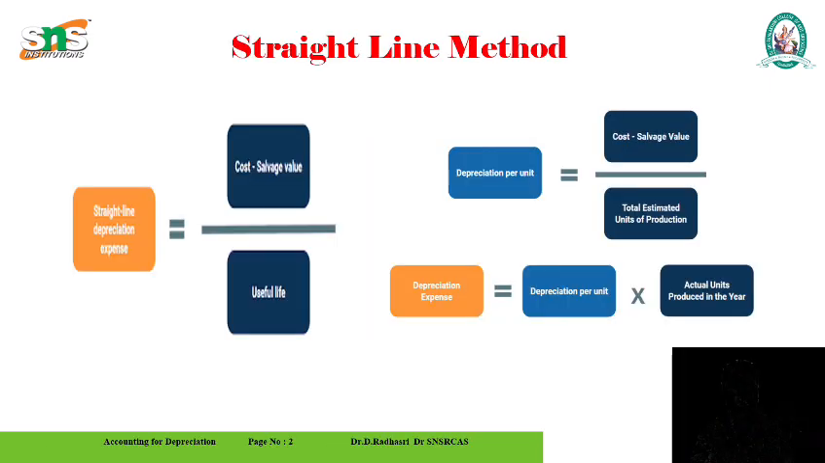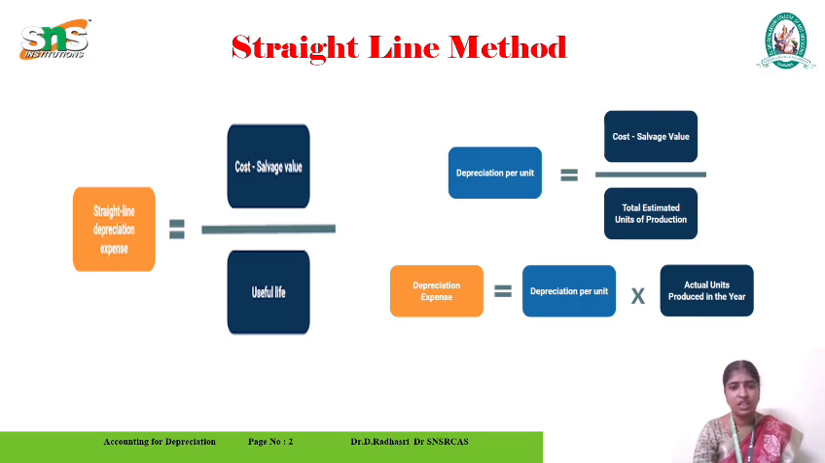What is the straight line method? The straight line method is when we calculate depreciation year by year, the depreciation is the same amount every year. For example, if 1000 rupees of depreciation is charged for 5 years, then 1000 rupees is depreciated in the value each year. It is handled by fixing the cost.